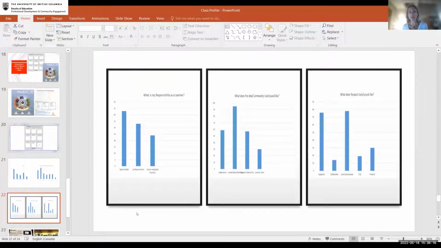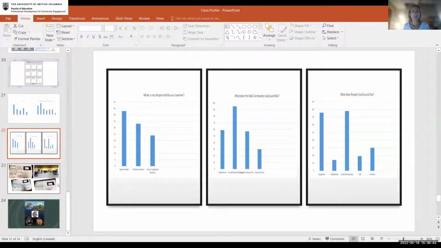These are the values. What is my responsibility? They felt that their responsibility is to be open-minded, to continue to learn, and to use wise practice. Their ideal community sounded like collaboration, friendly, respectful, common vision. Respect sounds and looks like listening, support. And so then we gathered all of that.